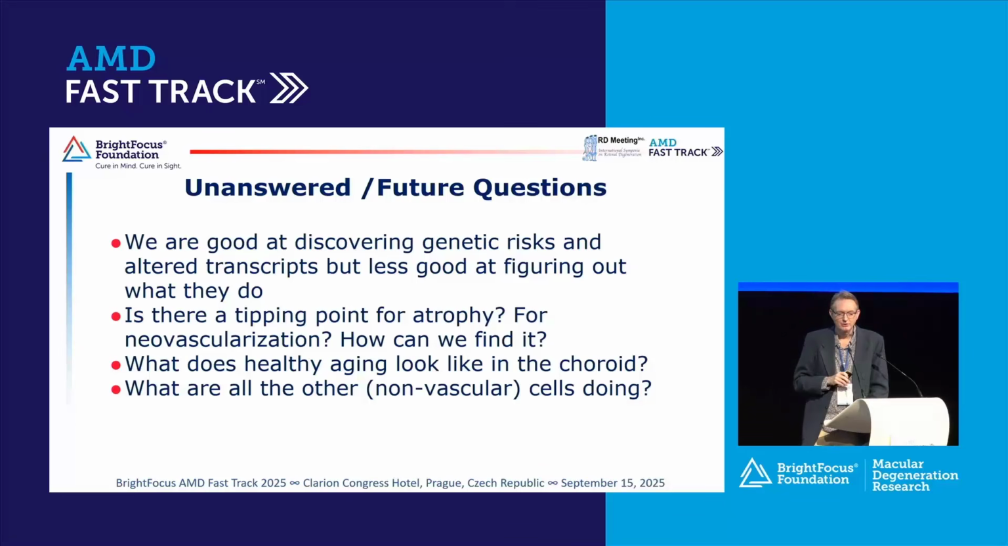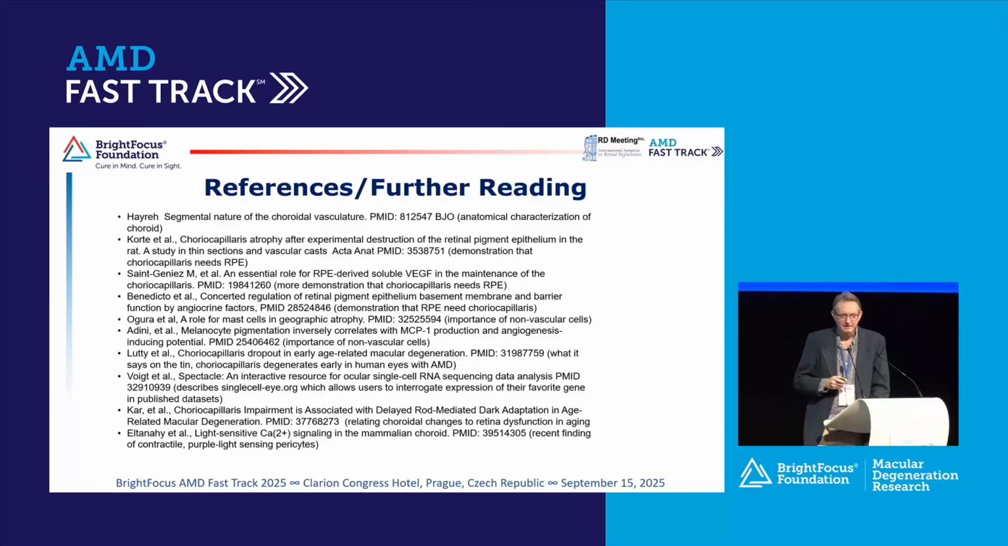As Usha and Kieran said, is there a tipping point for these diseases? Why do the cells decide to become atrophic? Why do blood vessels decide to erupt through Bruch's? Can we find out what those things are? What's healthy aging? And there are all these other cells in the choroid. What are they doing? And with that, I made a list of references for future reading.